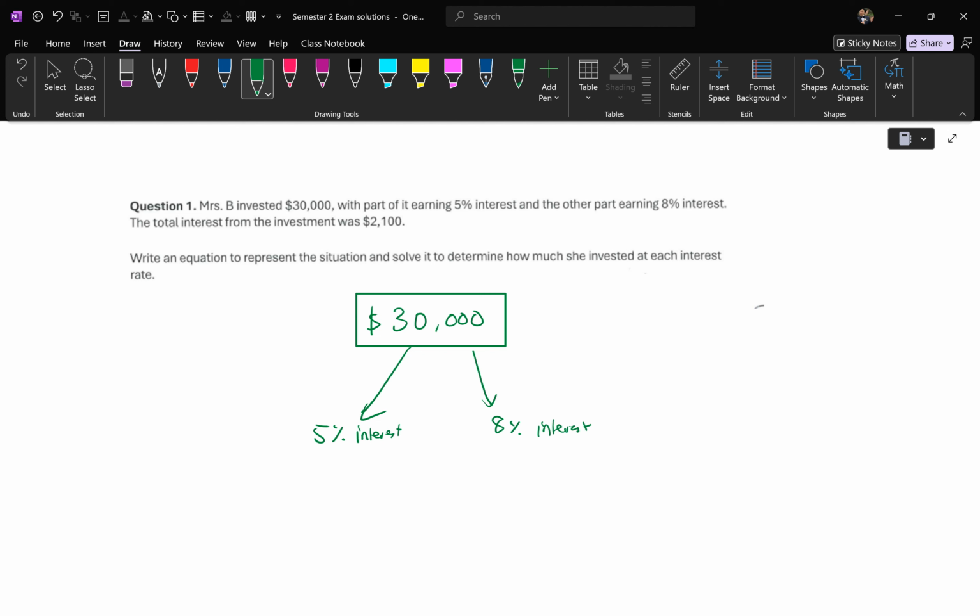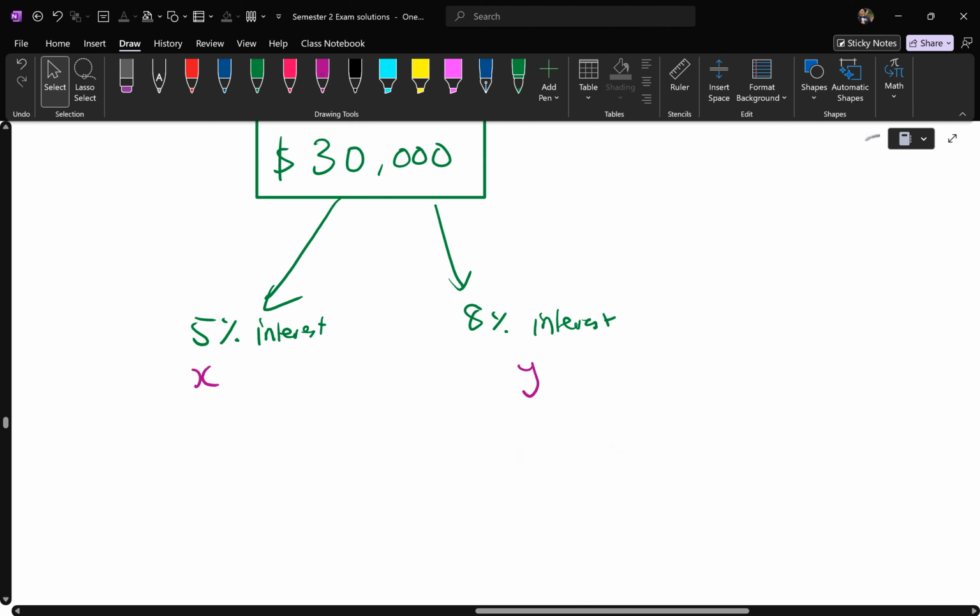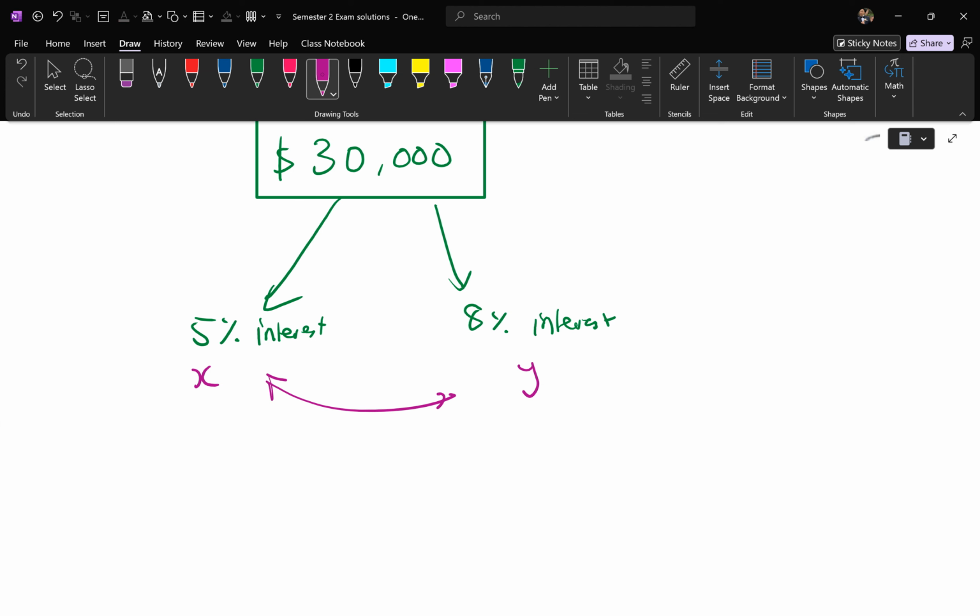So we don't know how much of the 30,000 is going to be for 5%, and we don't know how much is going to be for 8%. So what we're going to do is give them a variable. I call them X and Y, but they're two different variables because they're two different amounts that you don't know for 5% and 8%. So the best way to do it is you make up a variable. Say she invested X dollars for 5%.